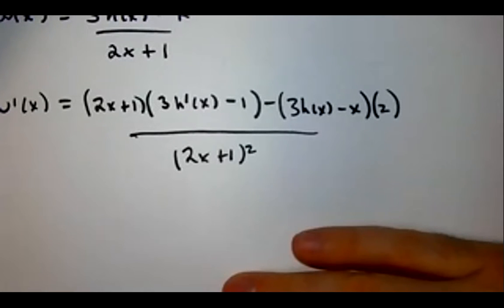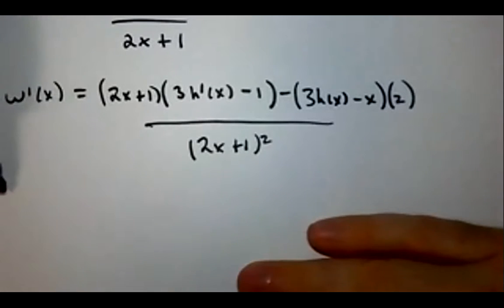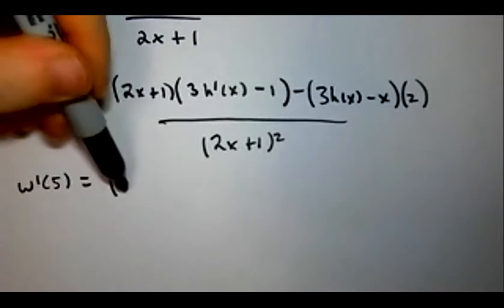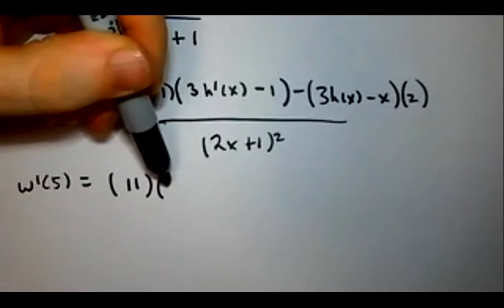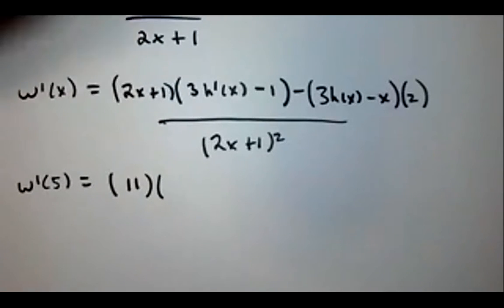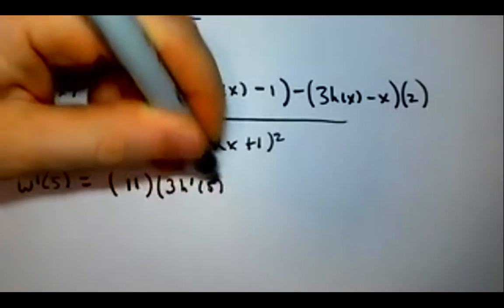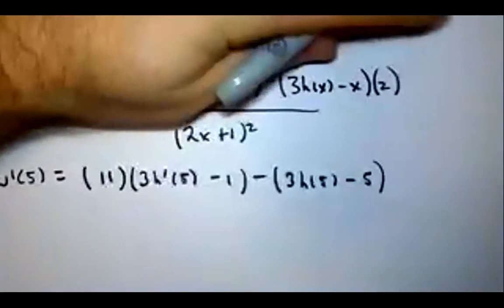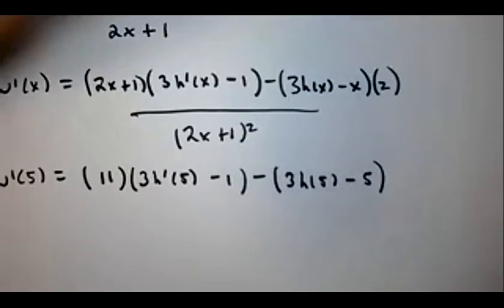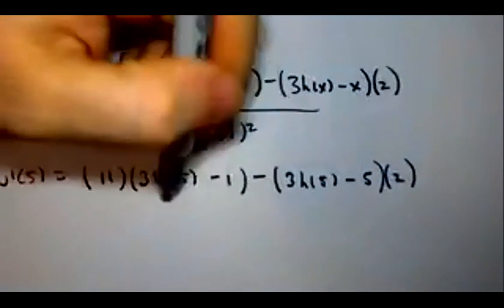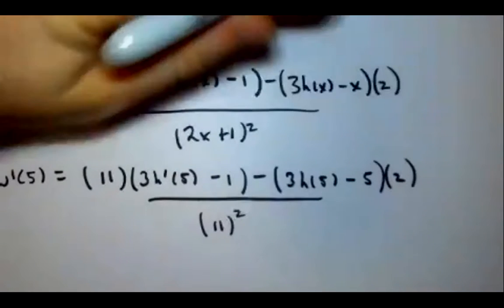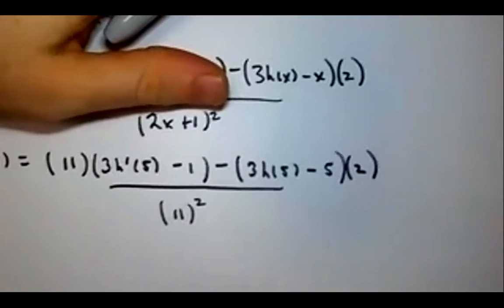Okay. All right, we need to plug everything in now. It says to find w prime of 5. So w prime of 5 is equal to, that's going to be 11, 3h prime of 5, I'll just write it out, minus 1 minus 3h of 5 minus 5. I'm putting in 5, right? Times 2 over 11 squared. All right, so now you need to just look up h prime and h.